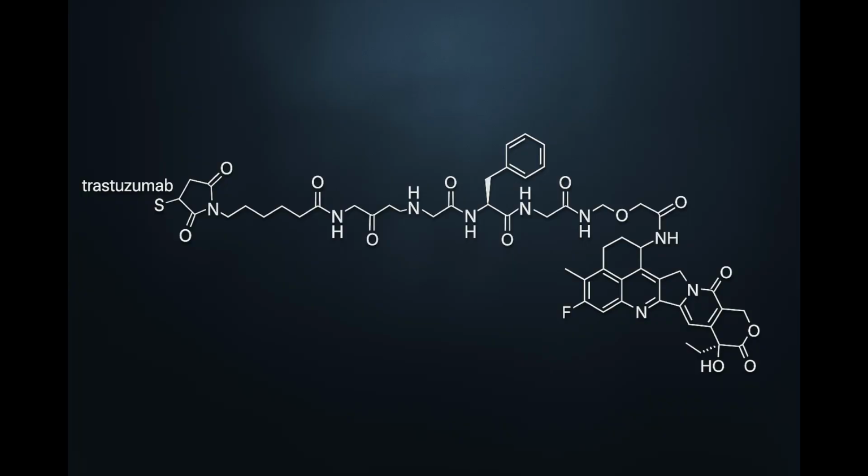Trastuzumab deruxtecan is an important antibody-drug conjugate, or ADC, that received FDA approval in 2019. It has been used in the treatment of several cancers, including gastric, breast, and colorectal cancer. This ADC is based on a humanized IgG1-kappa antibody that targets the HER2 protein. The key components of this conjugate are as follows.